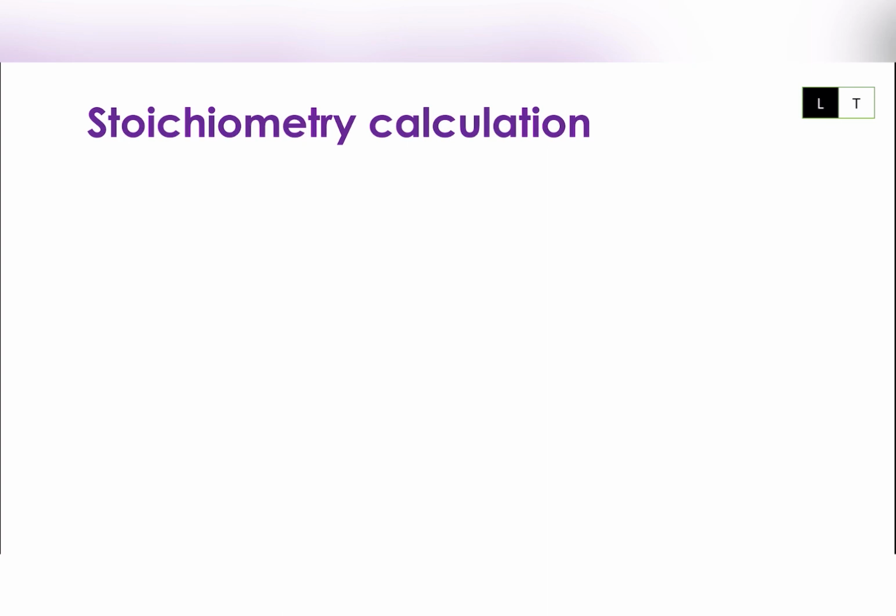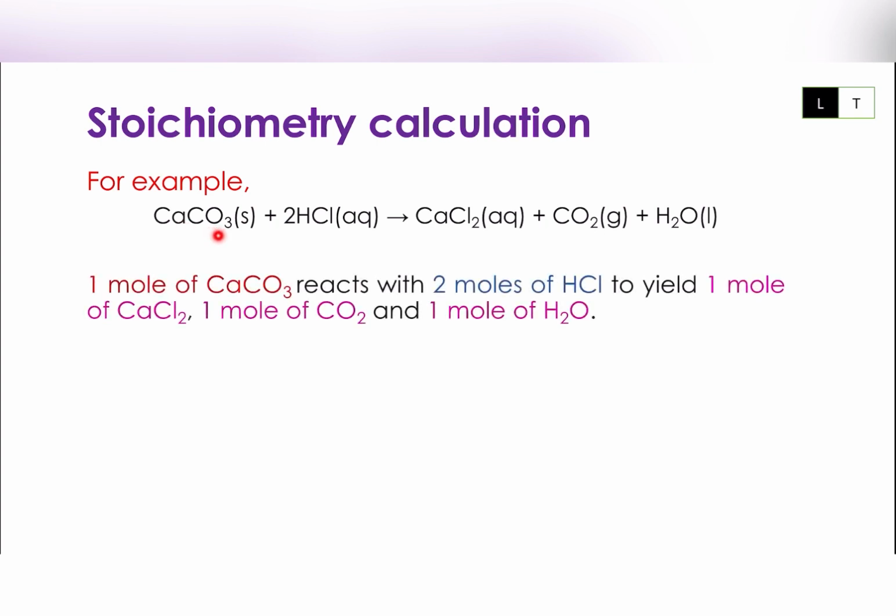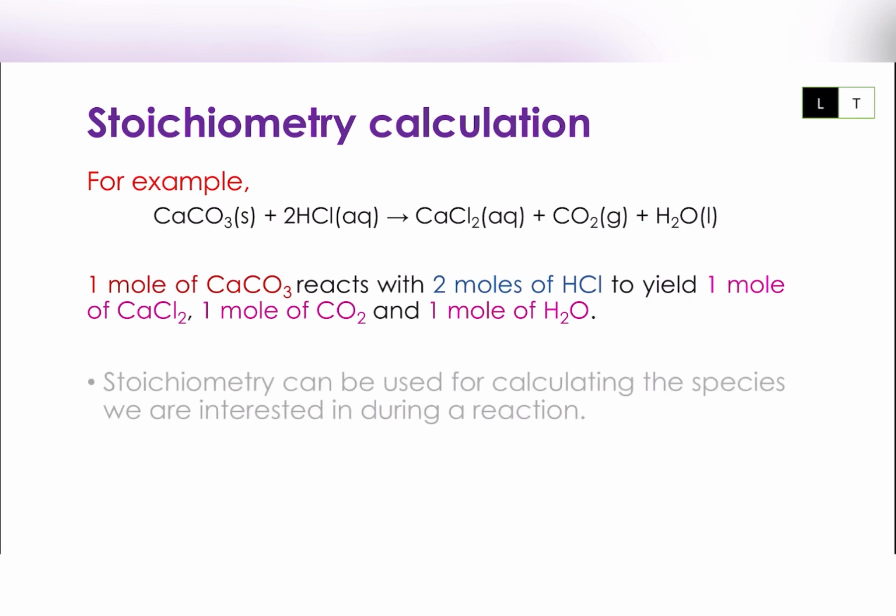So let's go to the first example. I have this equation. You can see that 1 mole of CaCO3 reacts with 2 moles of HCl to produce 1 mole of CaCl2 plus 1 mole of CO2 and 1 mole of H2O. That's why in stoichiometry calculation, it is very important for you to balance the equation first. Stoichiometry can also be used to calculate the species that we are interested in during a reaction, whichever the question asks you for.